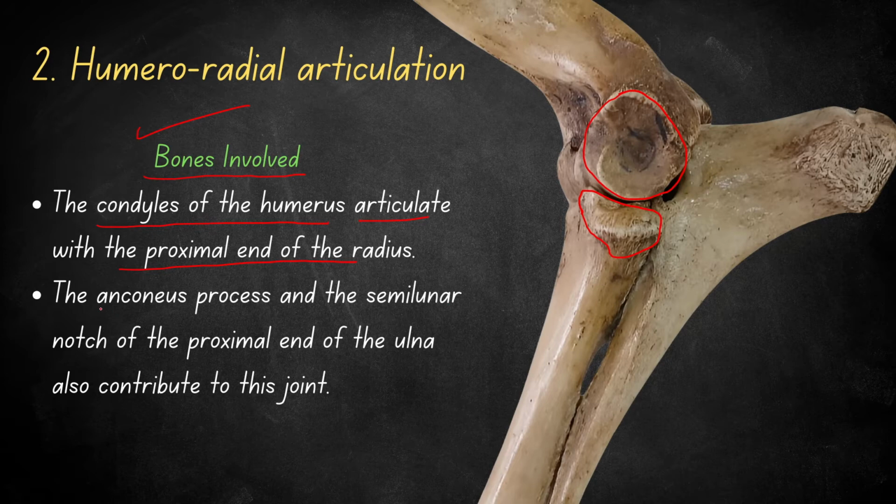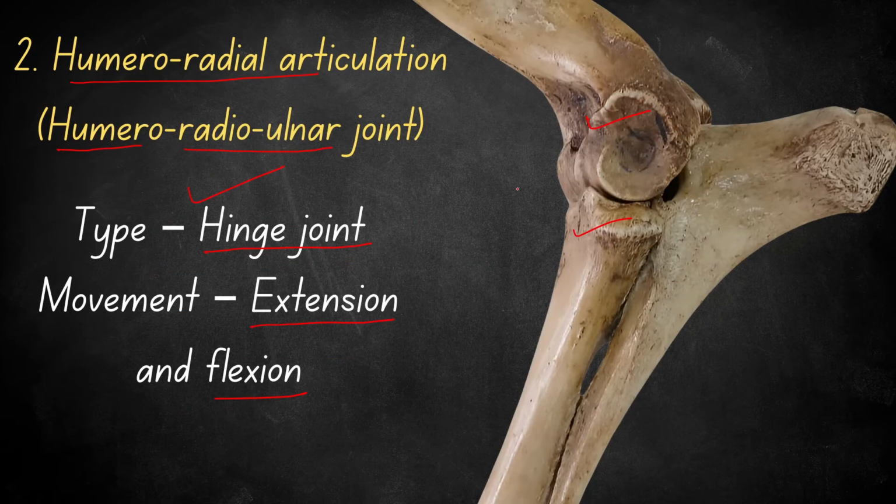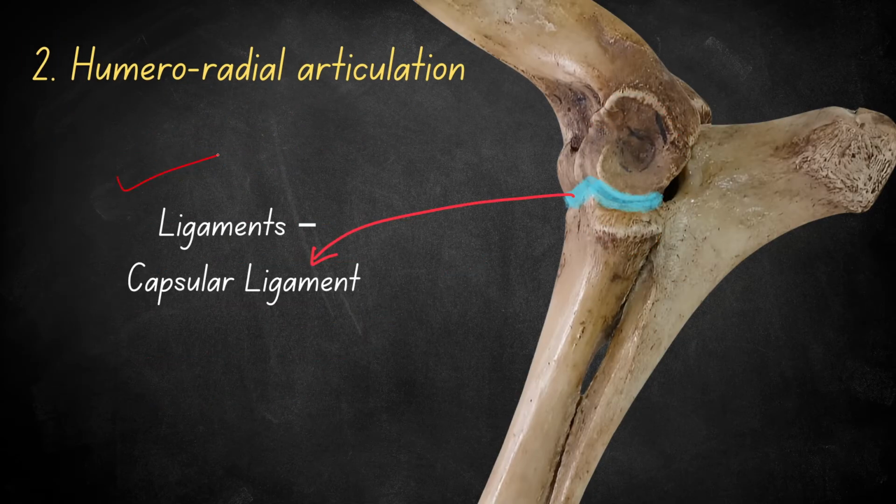And what happens here? The anconeus process and the semilunar notch of the proximal end of the ulna also contribute to this joint. So in this part you will find the anconeus process of the ulna and the semilunar notch of the ulna. They also help in the formation of this joint. That's why it is sometimes also called the humero-radio-ulnar joint.